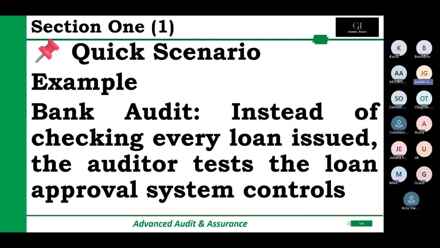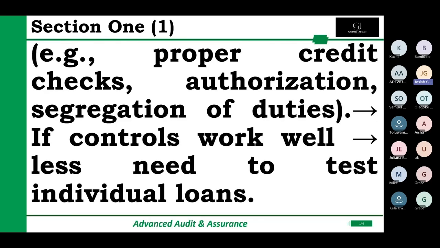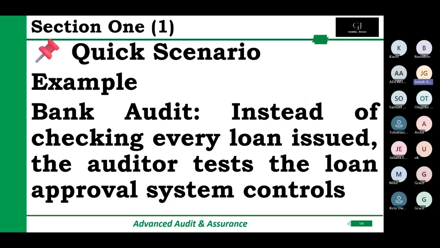So for example, in a bank audit, instead of checking every loan issued, the auditor can test that the loan approval system controls work. Each hierarchy or amount of loan is approved by a particular kind of person. If you've seen the hierarchy of controls, 1 million is approved by this level manager, 5 million by that level manager. You test 1 or 2 loans given and see that it culminates, so you may not need detailed testing. Examples are proper credit checks, authorization and segregation of duties in the area of loan and credit disbursement.